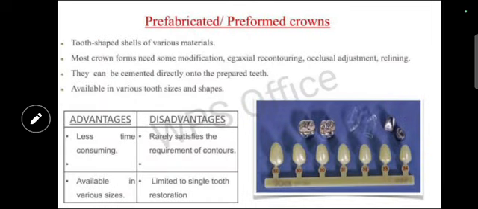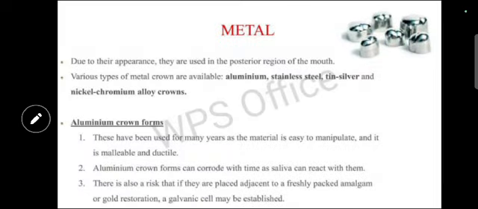Prefabricated crowns are shaped forms of various materials. Most crown forms need modification, for example axial recontouring, occlusal adjustment and relining. They can be cemented directly onto the prepared teeth. Available in various tooth sizes and shapes.